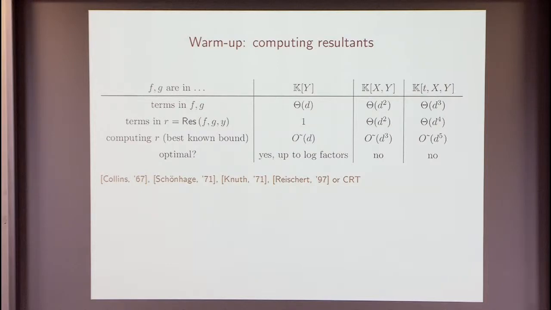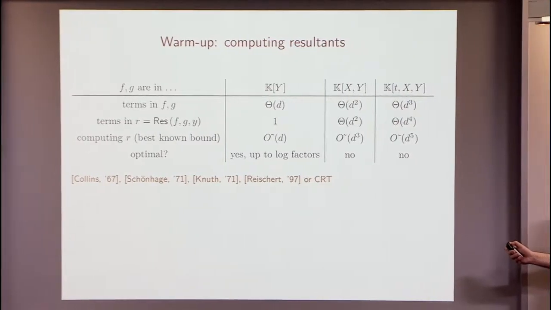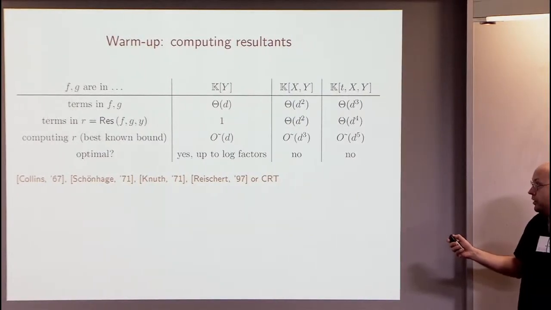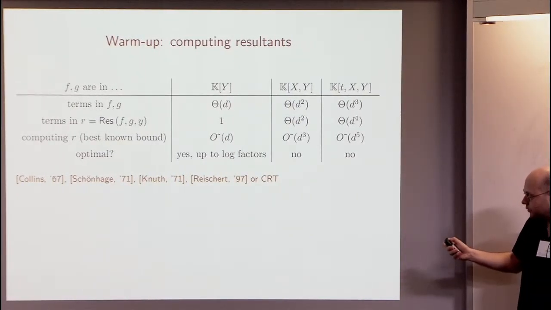So now we have equations in 3 variables. Imagine we are intersecting 2 surfaces in 3 space. The resultant is more or less the equation of their projection on the t and x plane. So the input size, we have an extra variable, so from d squared to d cube. The resultant, you have one extra variable in degree d squared, so from d squared to d4.